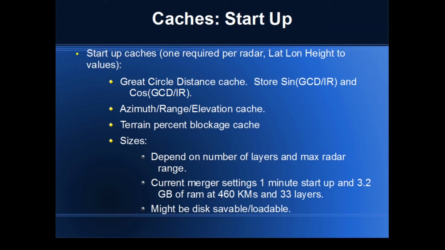The first thing we do is we cache the sine and cosine of the Great Circle distance to attenuation ratio. The second thing we do is we cache the azimuth, range, and elevation per grid point. We also cache the terrain percent blockage per grid point. All of these values can be used during the computation loop. We store a value for each 3D point, except for the sine cosine, which is just 2D of the radar coverage grid area. For the current merger, it's taking a startup time of under a minute and around 3.2 gigabytes of RAM, and possibly this could be written to disk, but this is probably not necessary.